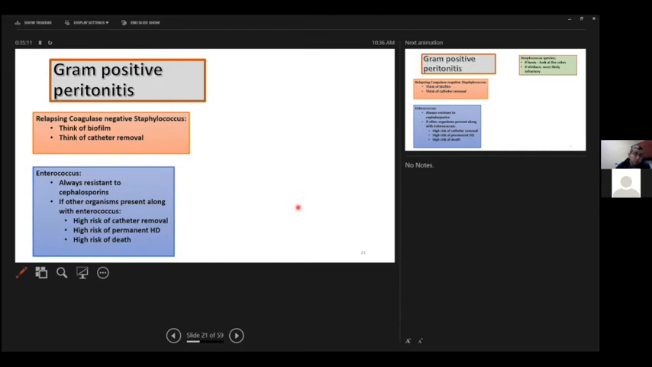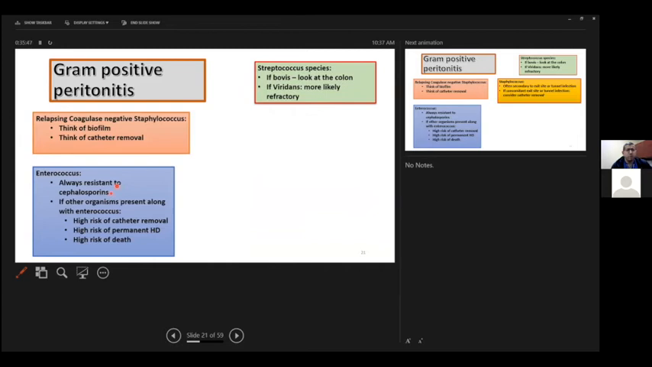If you have enterococcus, it may show you that it is sensitive to cephalosporin, but it invariably develops resistance, and you may want to treat with vancomycin. And as I mentioned, intraperitoneal aminoglycosides. So it will need two antibiotics if the infection is really nasty. It is associated with a higher risk of catheter removal, a high risk of permanent hemodialysis, and a high risk of death. So enterococcal species are always to be respected in peritonitis, okay? We have to take care of this species quite well.